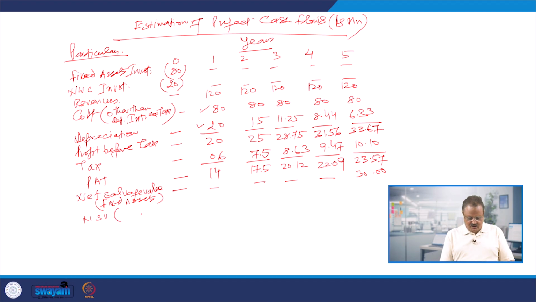Then the net salvage value for working capital, you can call it recovery of working capital. That would be a better term here. So for this purpose, you have to take the recovery of working capital. This is going to be 20 million. And what is now the initial outlay? Initial outlay is how much?